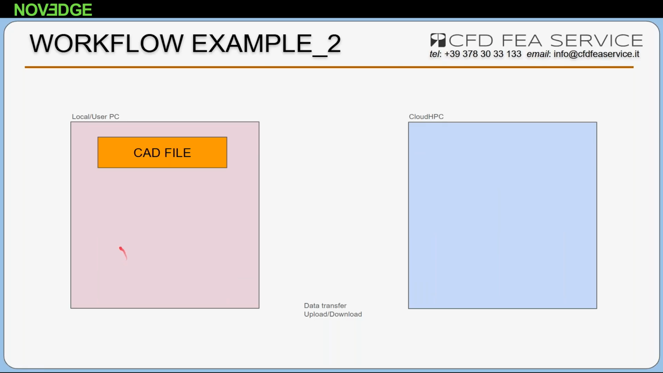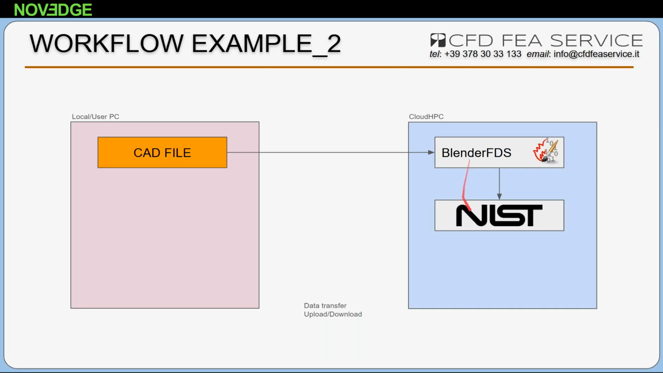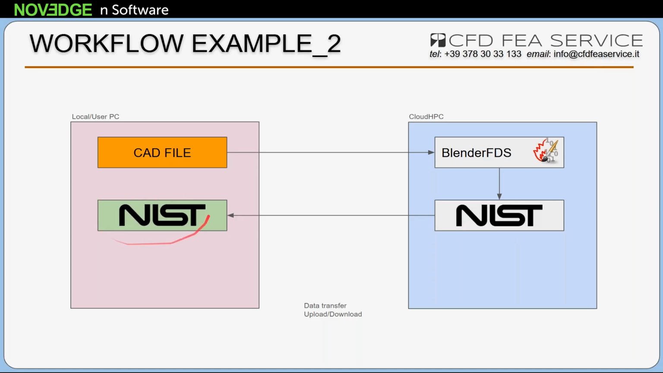A second workflow could start from a CAD file. We move to the cloud HPC, and for example, we use Blender FDS in order to set up a fire dynamic simulator FDS CFD analysis. Then we move to FDS in order to perform the simulations. And once we are happy, we just download the results of the simulation, and this time we perform the post-processing locally in our computer. That is feasible as well.